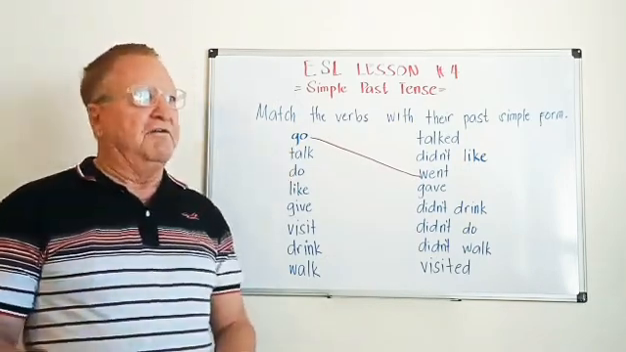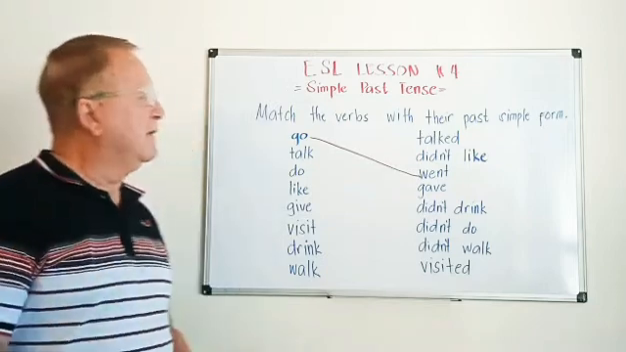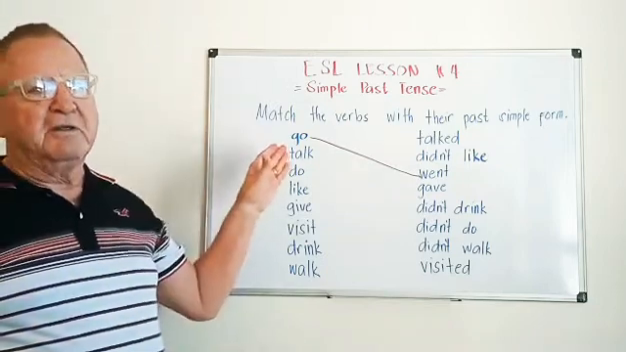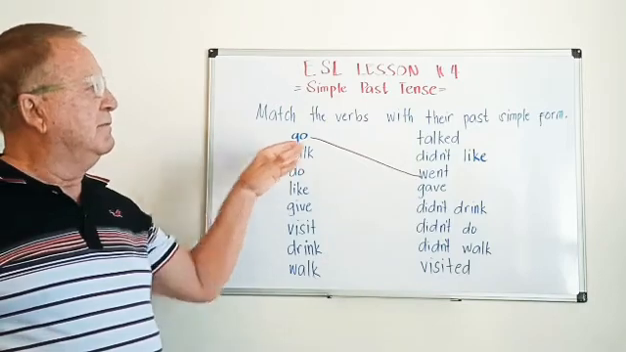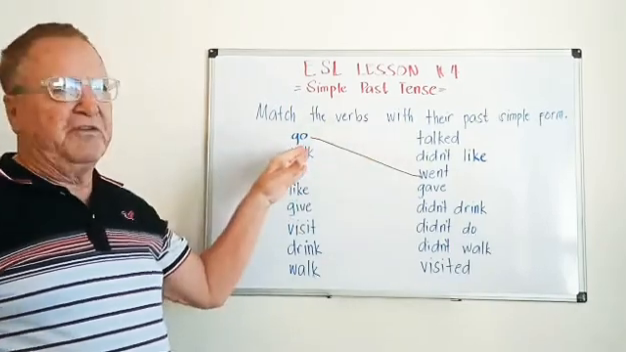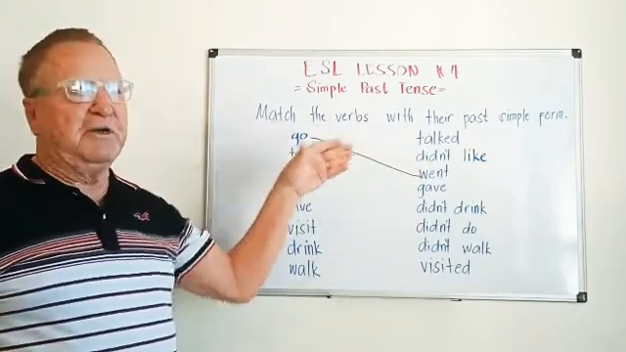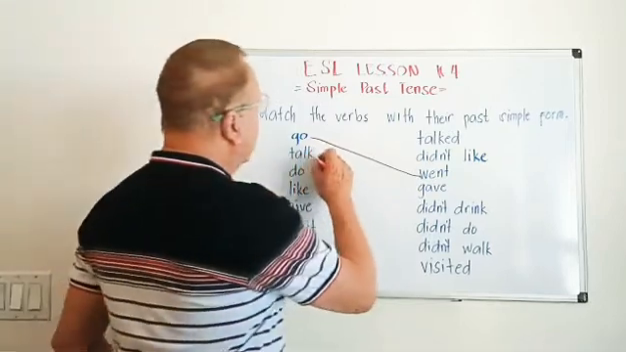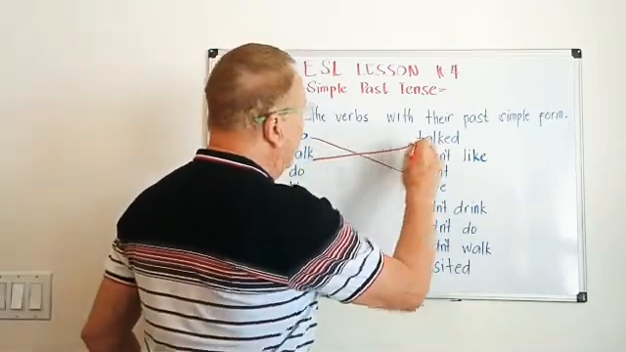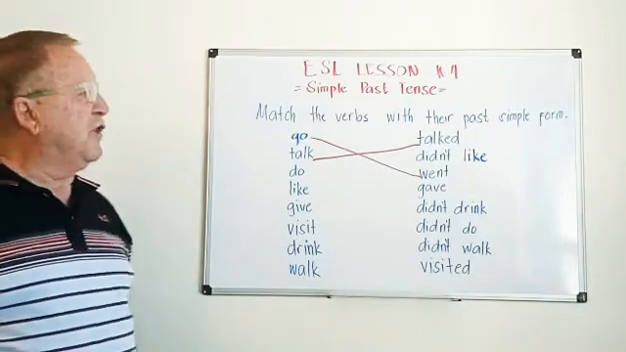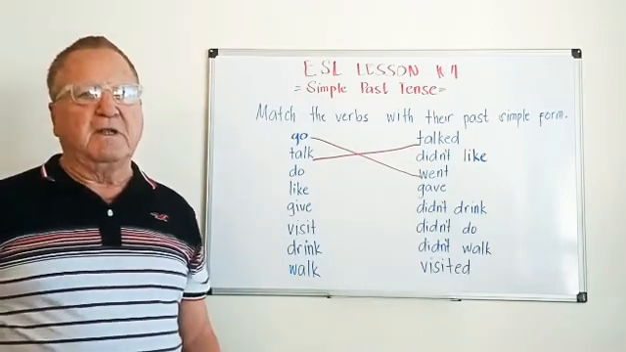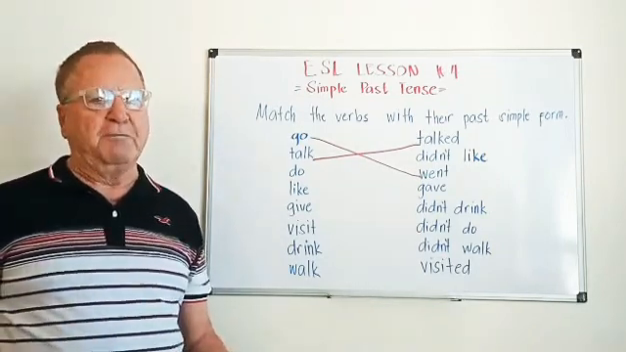Now the next one is talk. I talk on the phone sometimes. Last month, this is a regular verb, isn't it? So we're just going to add ed to it. Talk. And we're going to make it talked. Last month I talked on the phone quite a bit.